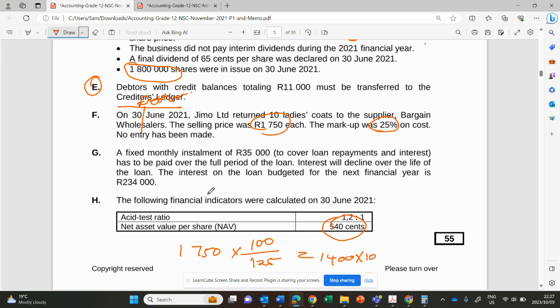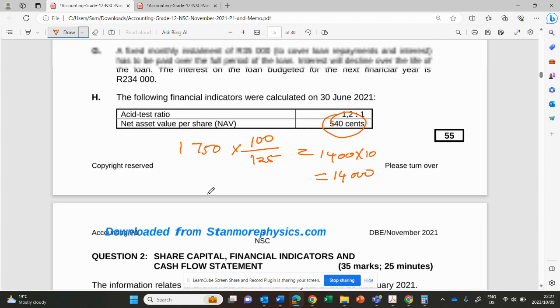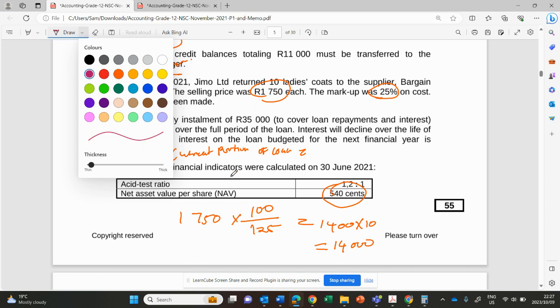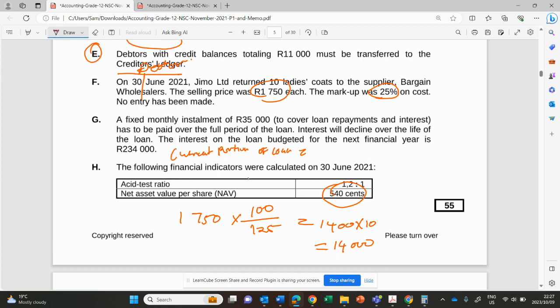So now, the current portion of loan is always calculated like this. Okay, let me use a different pen. It's always repayment minus interest for the next financial period.